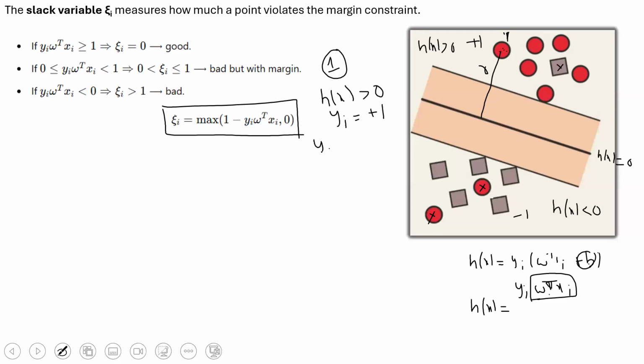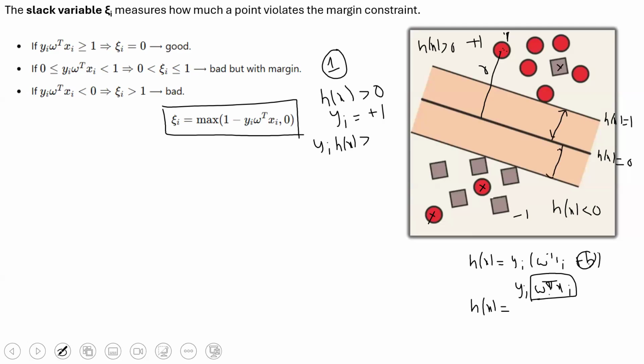So yi into h of x, which is w transpose x, is greater than 0, right? Yi into h of x is greater than 0, right or not? If you remember, this is h of x is equal to 1. We made the distance of this margin as 1 in SVM.